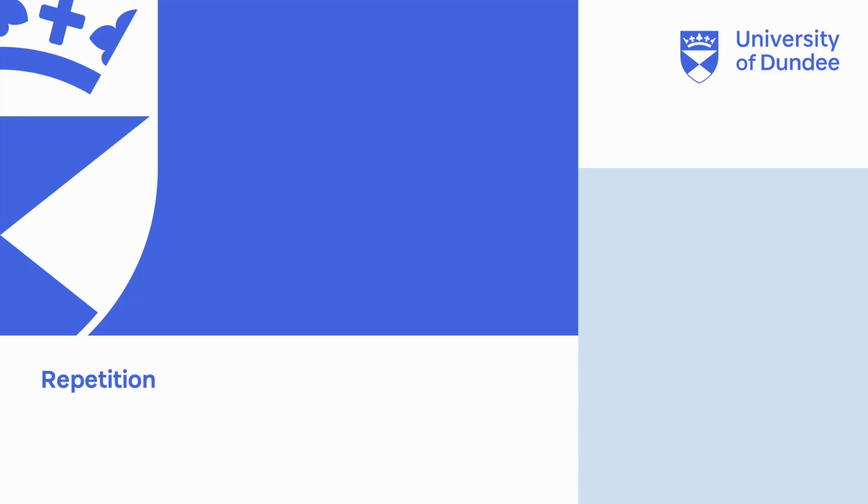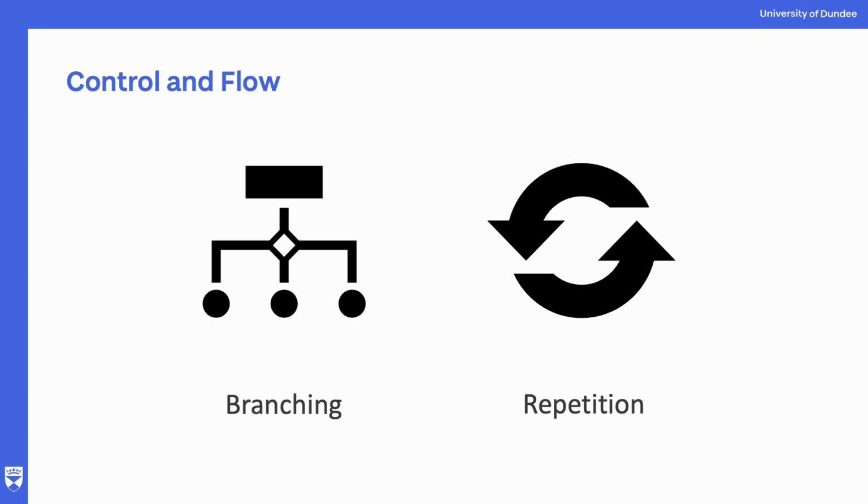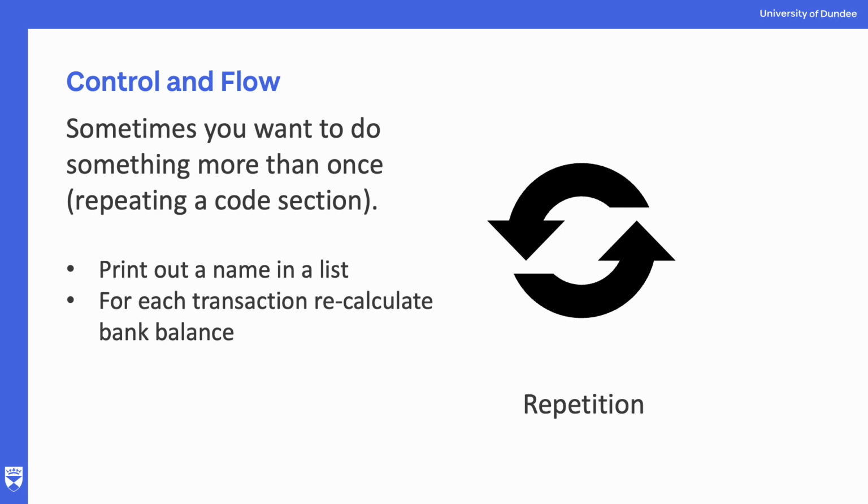Okay, welcome to this video on repetition, commonly known as loops. In terms of how we control the flow of our program, we have two main ways to do that. One is branching using if statements, and the other is repetition, which is using loops. Just now we're going to talk about repetition. This is when sometimes you want to repeat a bit of code that does something.